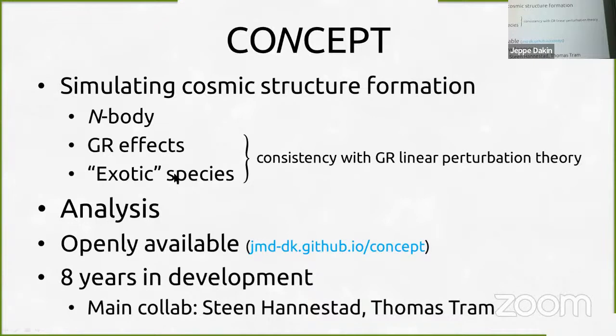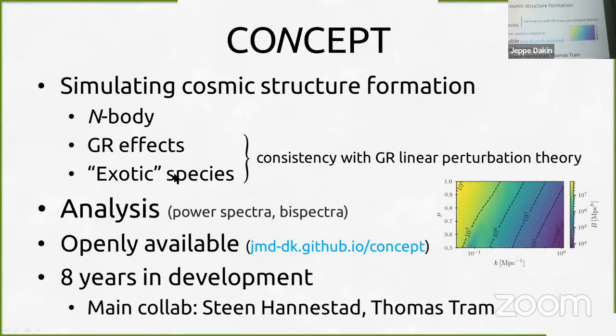Right, and so the output of such an n-body simulation is just a bunch of particles, and that's hard to compare to other simulations, but also to the real world. So we need somehow to extract some statistics from these particles, and CONCEPT can do this as well, using 2 statistics, the power spectrum and the bispectrum. Yes, so here's just a nice plot of a bispectrum. And the code is open source, available on GitHub. And the code is now 8 years old since I started developing it. So it's getting mature, you could say.